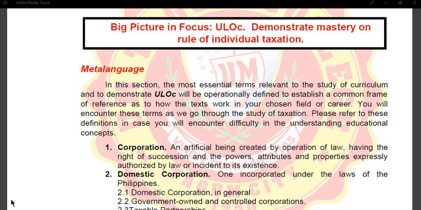Unit Learning Outcome C. So this is to continue the discussion for income taxation. This time, we'll discuss taxation of corporation. First, we have to define what is corporation.